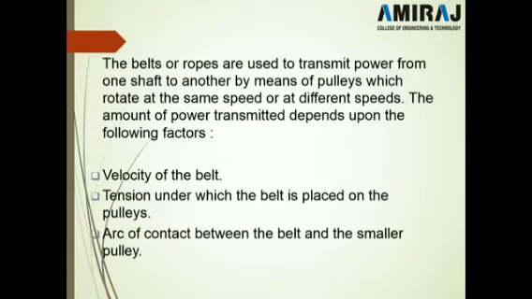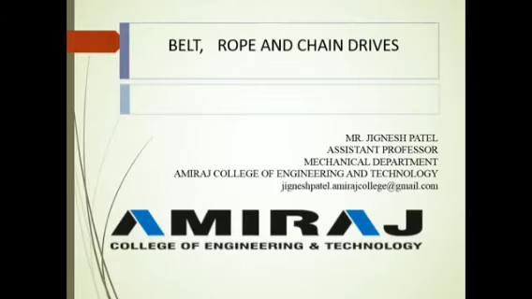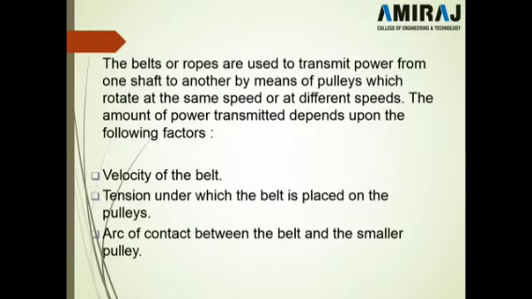So first, what is the belt drive? Belt drive is the mechanism which transfers the power from one pulley to another pulley. The belt or ropes are used to transmit power from one shaft to another by means of pulleys which rotate at the same speed or at different speeds. The amount of power transmitted depends upon the following factors, right? The belt drives are the mechanism which can be used to transmit the power from one shaft to another shaft by means of a pulley.